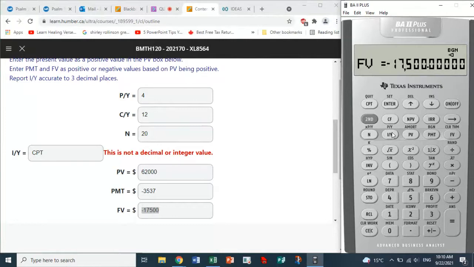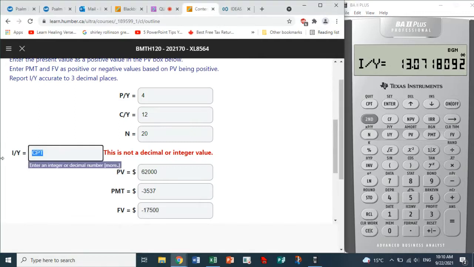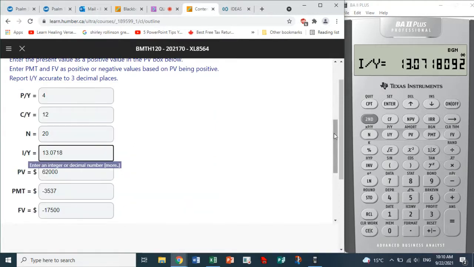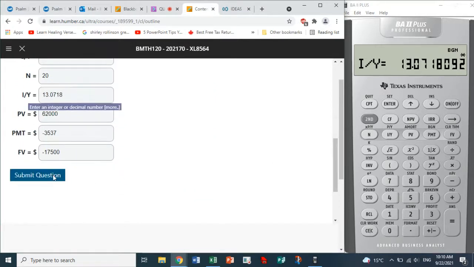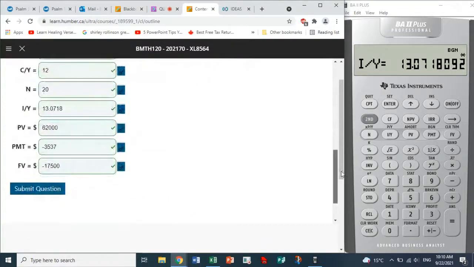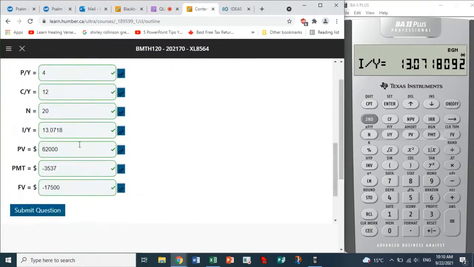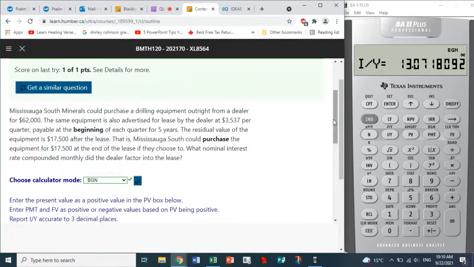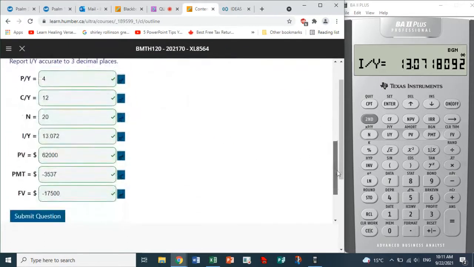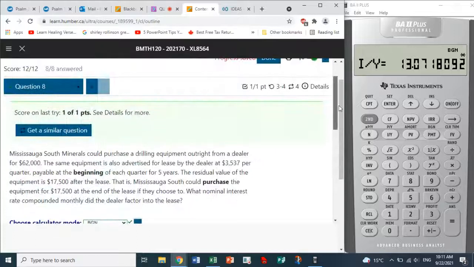Okay, now we compute the IY and we get 13.07. Let's say we put in 13.0718. We put in one extra decimal place and we see if it marks it correct. And it does. Now you might be saying, what if it was rounded? So let's round it to 13.072. Submit the question there, and it turns out to be also correct. Okay, so that brings us to the end of quiz number 6.